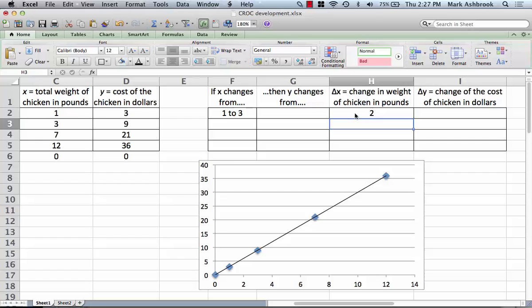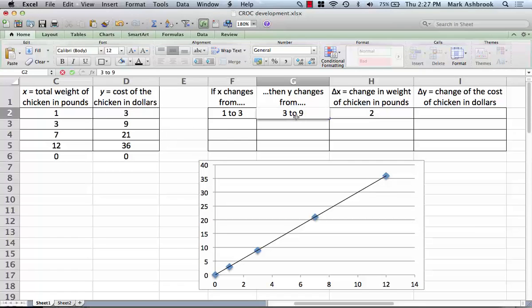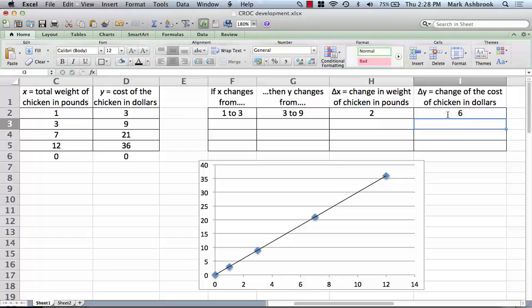And when x changes from 1 to 3, y does only one thing. It changes from what to what? It must change from 3 to 9. And what's the change in y then? Delta y, 6. So we want to show that on the graph. This change of x from 1 to 3, can anyone describe how we can represent that, show that on the graph?